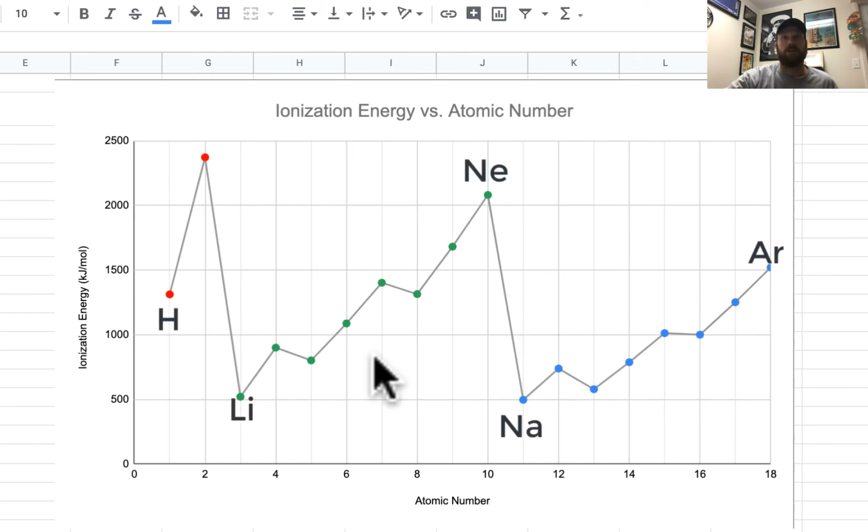Once again, the trend down a family will be easier to see if we label the elements. Looking at the elements in group 1, you can see that the ionization energy decreases down a group. You can see that trend is also true for neon and argon in group 8. So less energy is required to remove an electron from an element further down a group.